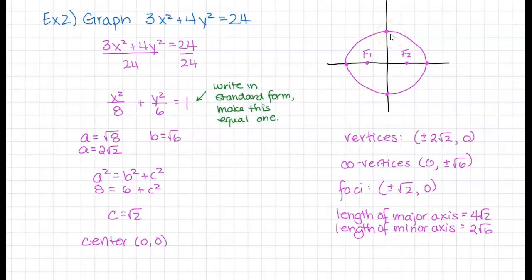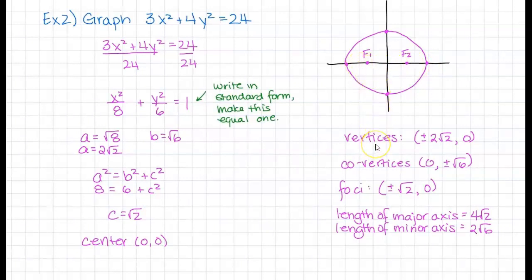A little closer to 2 units, but not a whole lot. Just ballparking it. Square root of 2, that's actually a good one to know. Square root of 2 is about 1.4, so there we go. I went about 1.4 units left and right. Remember, the foci should go across the major axis, which is the longest distance across.